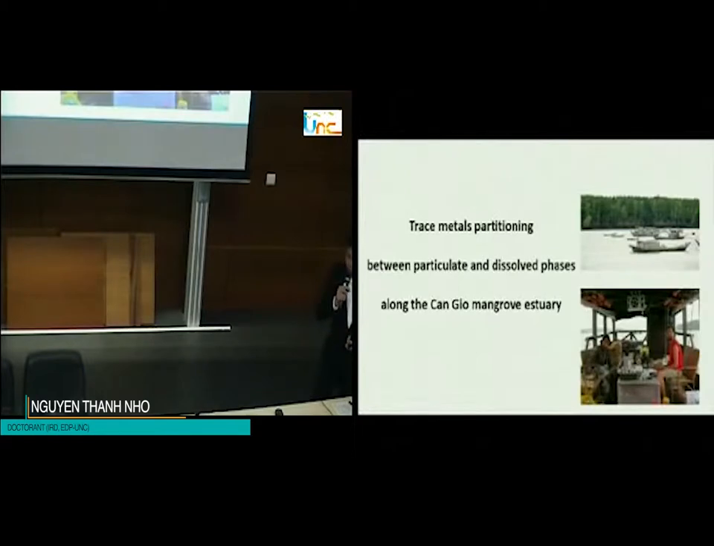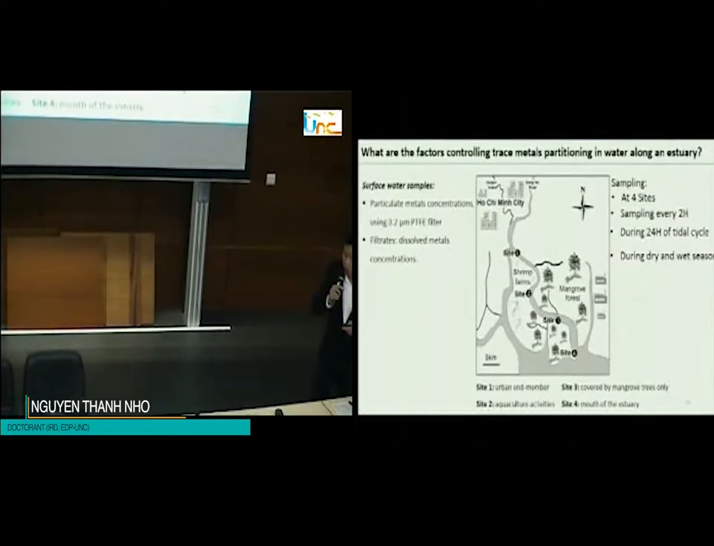For the first question, we focus on trace metal partitioning between particulate and dissolved phases along the Can Gio mangrove estuary. To reach our objective, surface water and suspended matter samples were collected at four sites along the Can Gio estuary, with site one characterized by urban influence, site two by aquaculture activity, site three covered by mangrove trees only, and site four the mouth of the estuary.